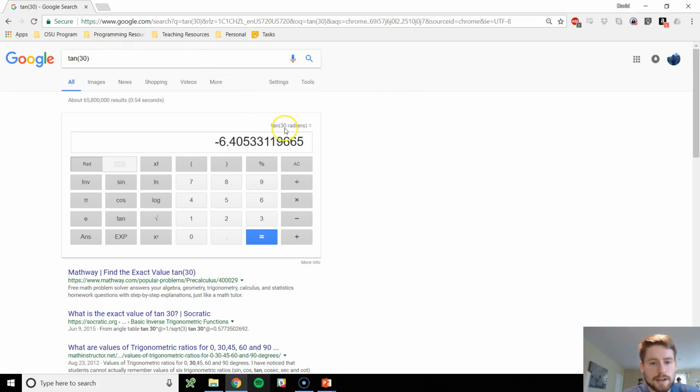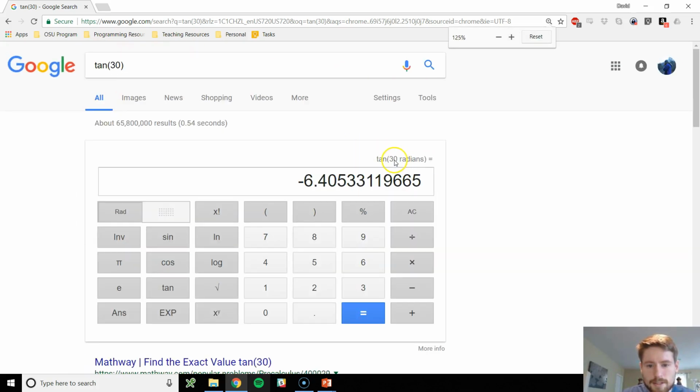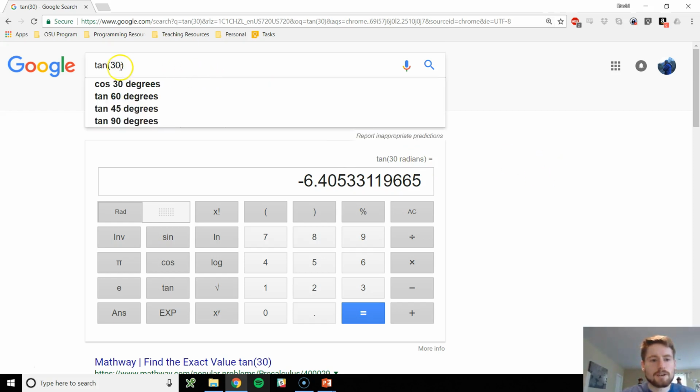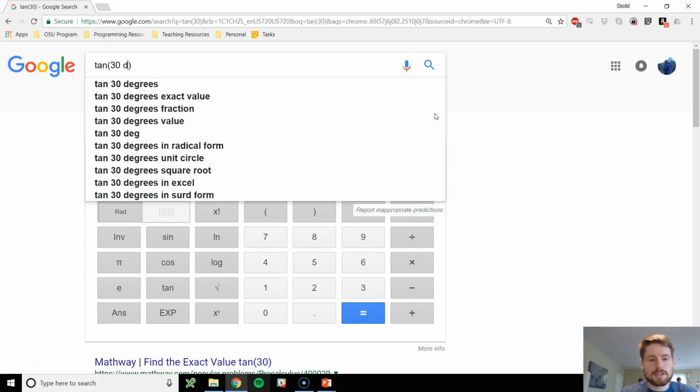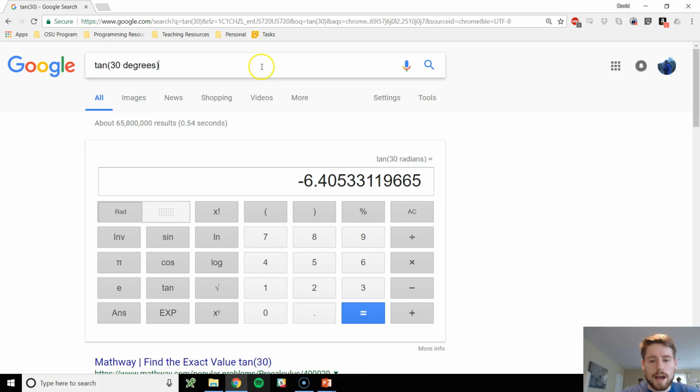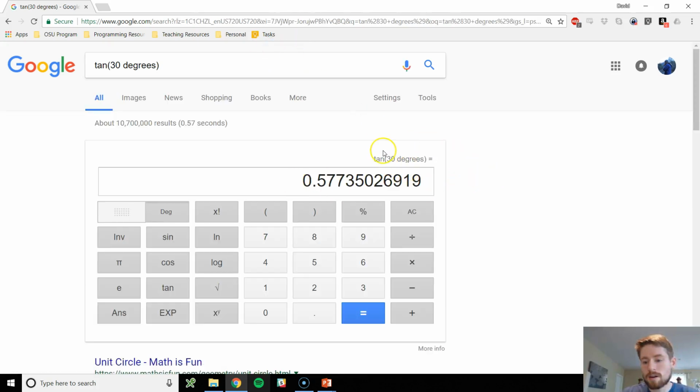You can see, if I zoom in right here, it says tangent 30 radians. So I want to actually compute this in degrees. To do degrees, I have to type out the word degrees into the Google search bar, and that's going to do my calculation in degrees instead. One more reason why I said radians are nicer is that most calculators everywhere use radians for the computation as opposed to degrees, and it takes an extra step to do it in degrees. So we get 0.577.